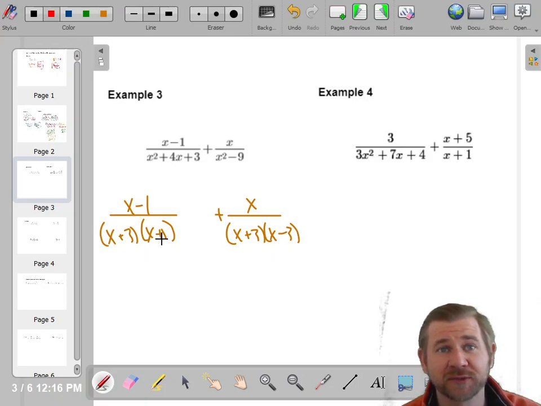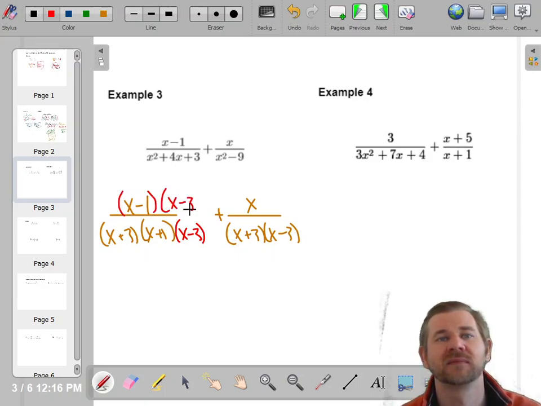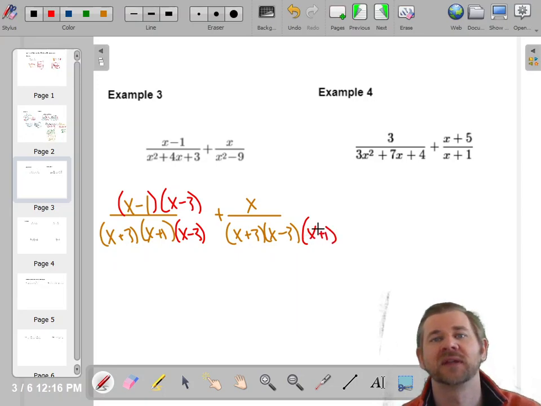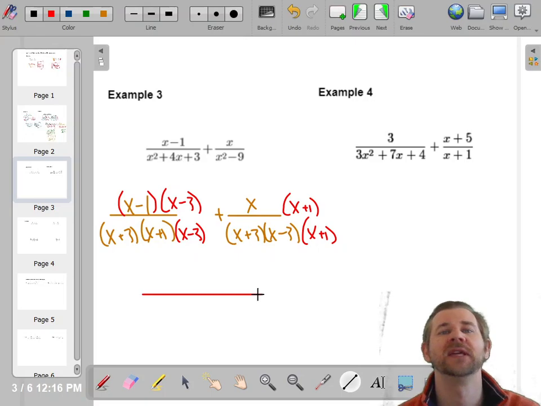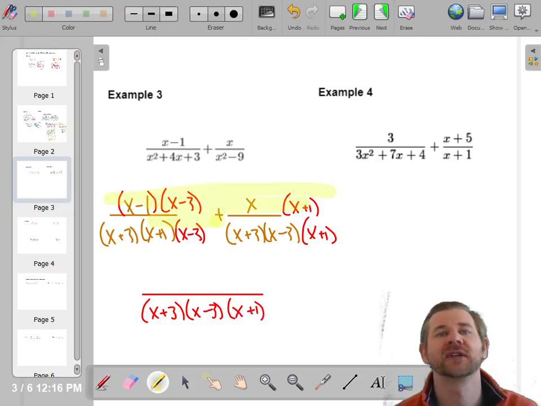All right, so x plus 3, x plus 1, x plus 3, well, this needs an x minus 3. And if you do it in the bottom, you have to do it in the top. X plus 3, x minus 3, this needs an x plus 1. And if you do it in the bottom, you have to do it in the top. So my denominator will be x plus 3, x minus 3, and then x plus 1. Now that they have that denominator, I'm just looking at the top. So I will FOIL.